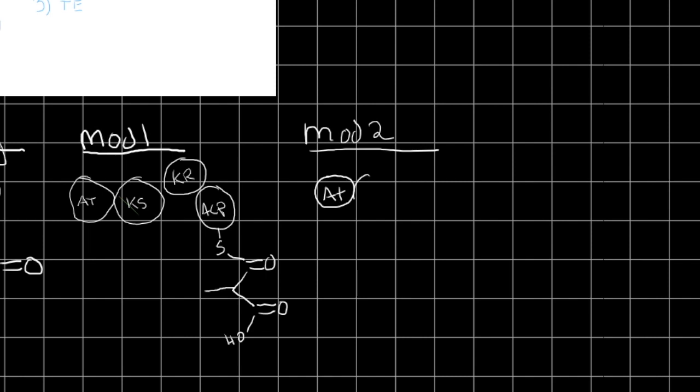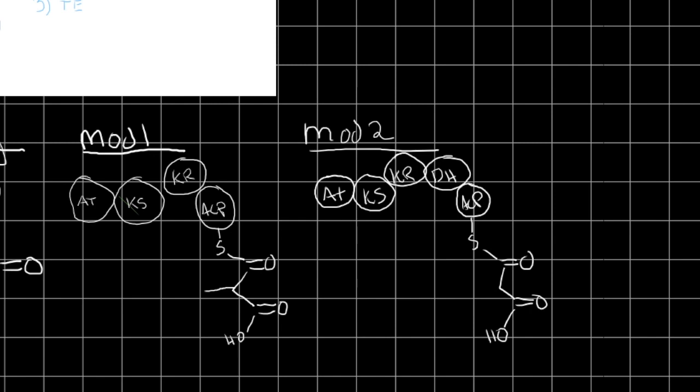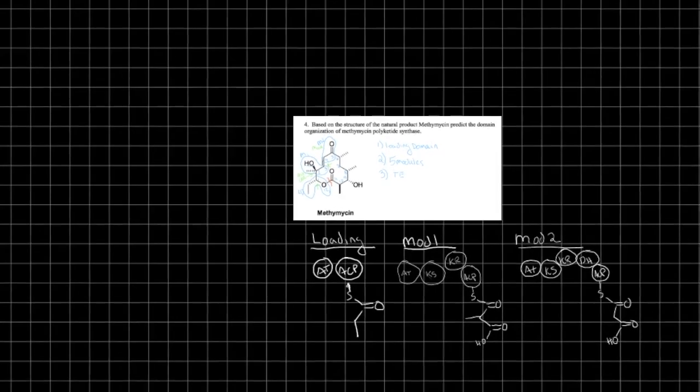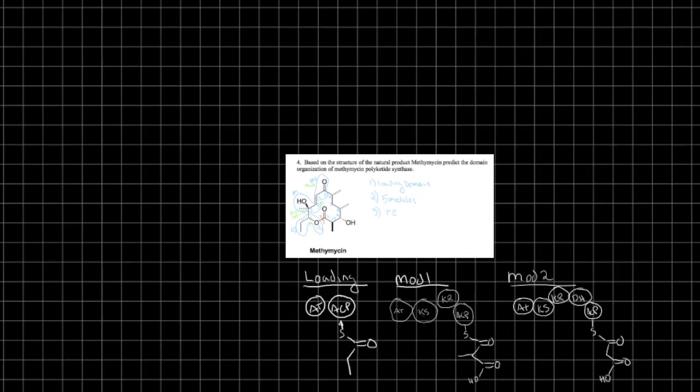All right, so you have your AT, your KS, and then here we're going to have a KR because we're going to reduce the previous ketone, and then we're going to dehydrate it. So you'll have a dehydratase, and then you'll have your ACP, and then hanging off that ACP, we will draw our malonyl-CoA. Alrighty, so we're moving along. We have modules 1 and 2 done, as well as the loading module.